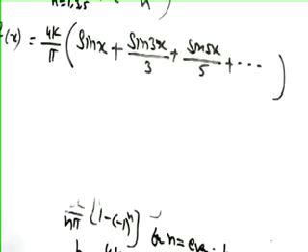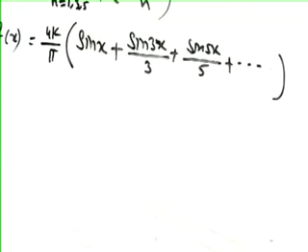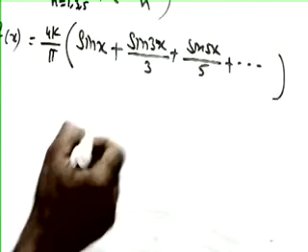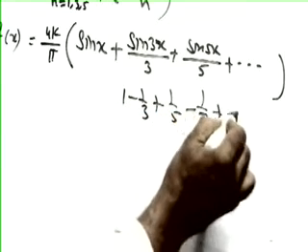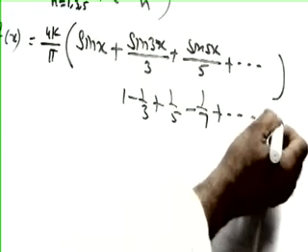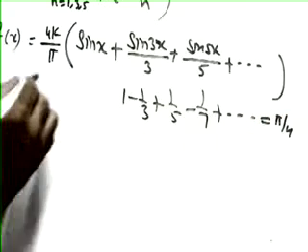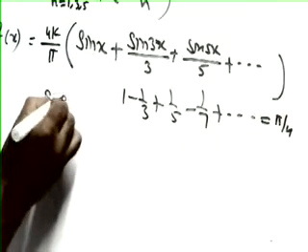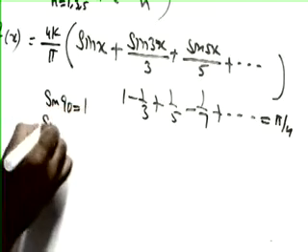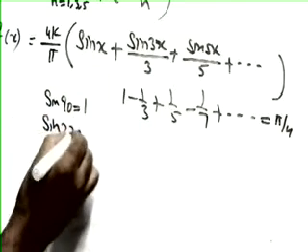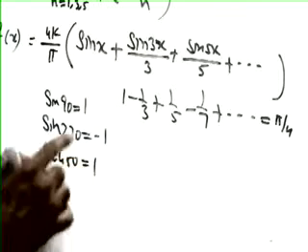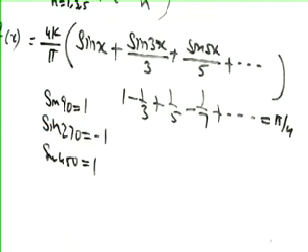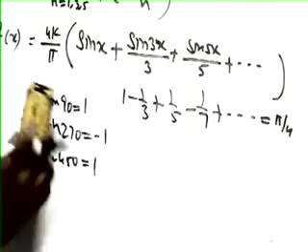Now from this, there is one more question he is asking. From this we have to derive, watch carefully, 1 minus 1 by 3 plus 1 by 5 minus 1 by 7 plus so on. Now suppose we keep x equals 90, sine 90 will be 1. Sine 270 will be minus 1. Sine 450 is 1. So we get alternate plus minus like this.